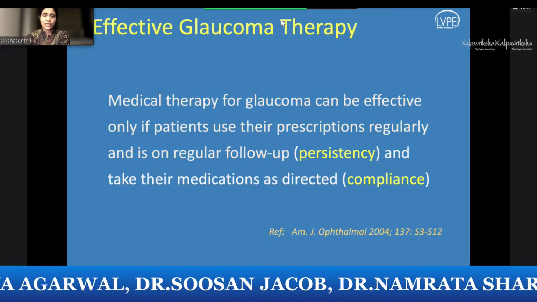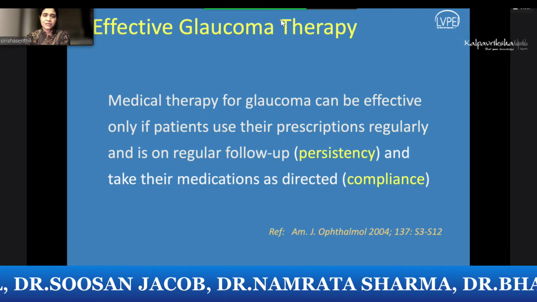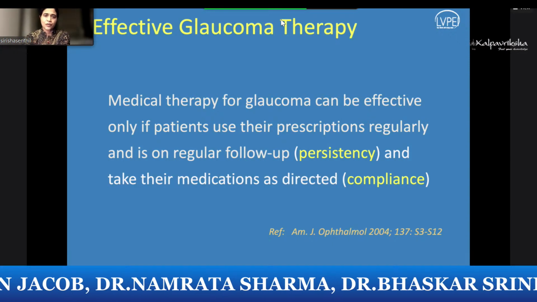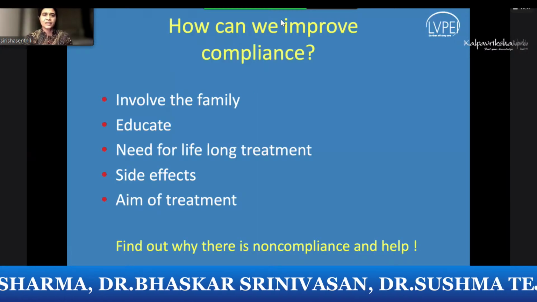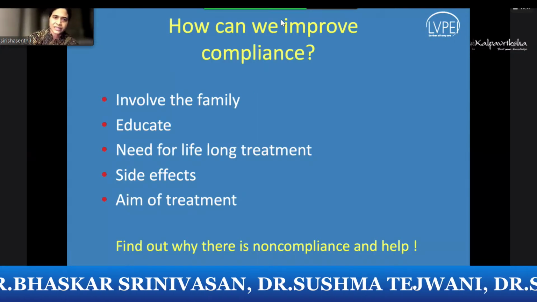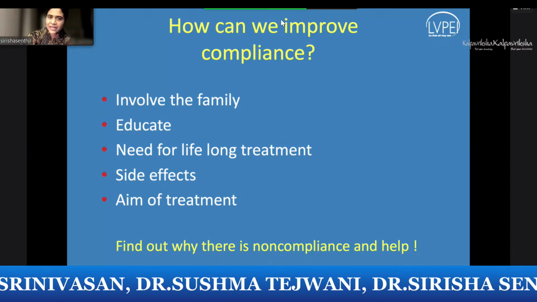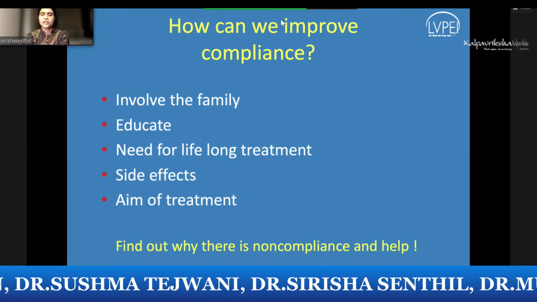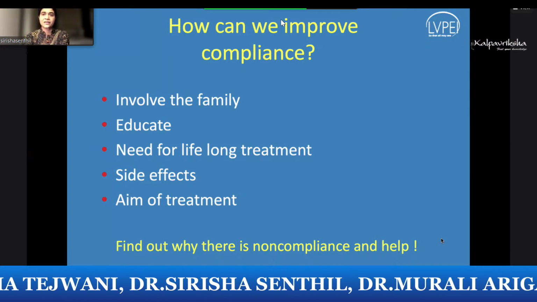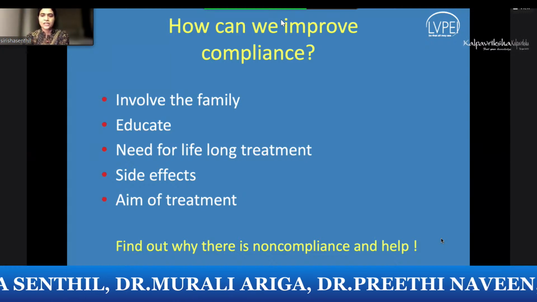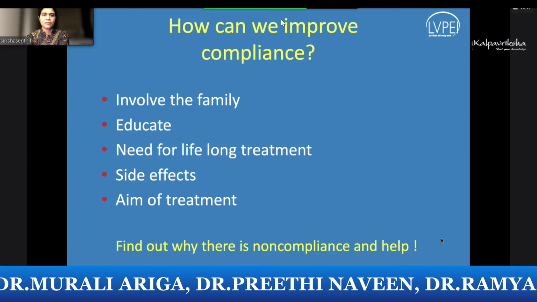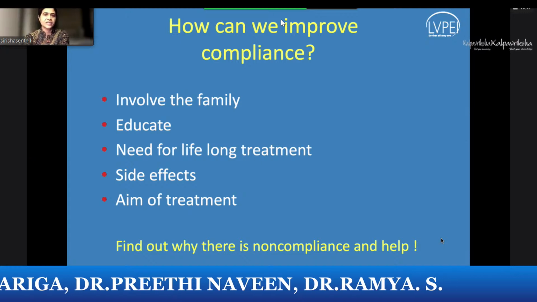So it is important not just to treat them medically, but it's very important that these patients actually follow your prescription well and continue to use your medication. So how do we improve that, which is a major issue in any chronic disease? Involve the family, educate them, tell them that the treatment is not going to make a difference in their vision. That means visibly they will not find any difference, but it's going to halt the disease progression or prevent them from going blind. And the treatment is required lifelong.